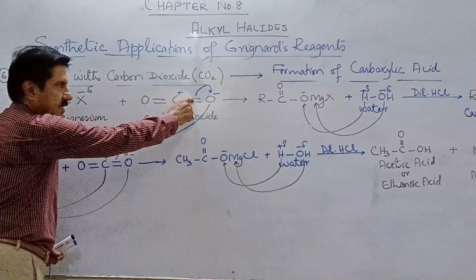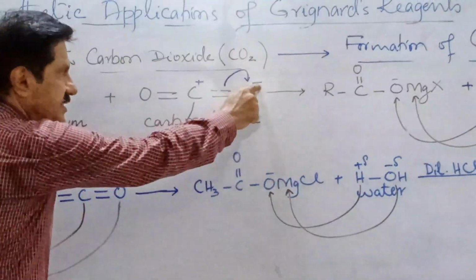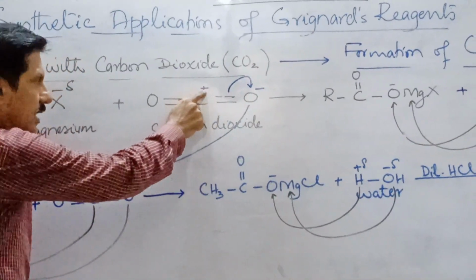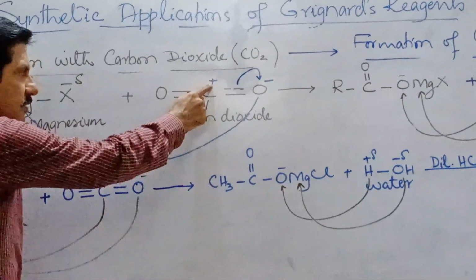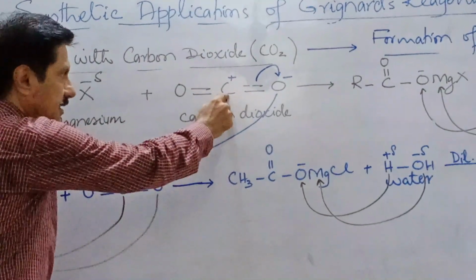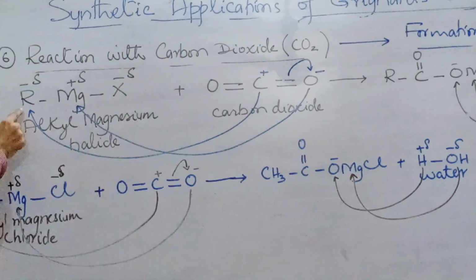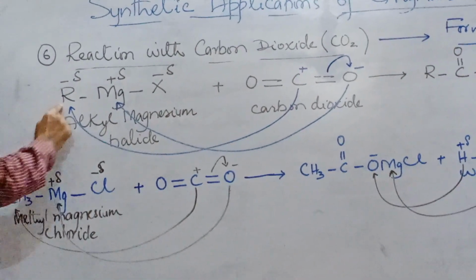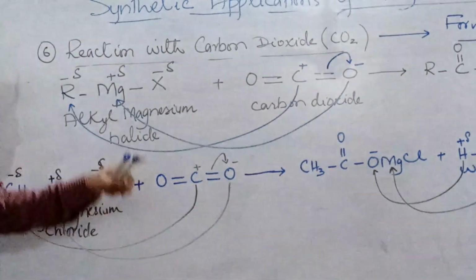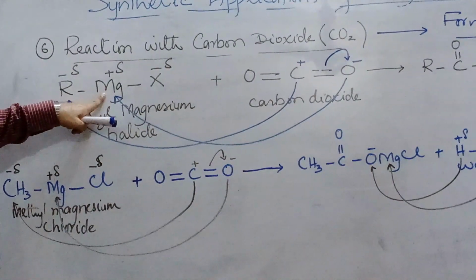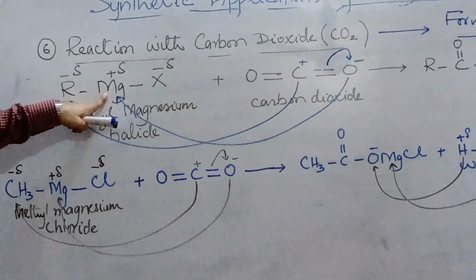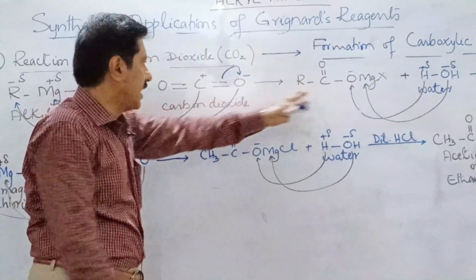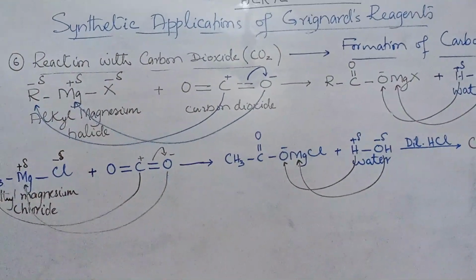This double bonded electron pair will be shifted to the oxygen atom, making it negatively charged, while the carbon atom, by losing this electron, will acquire positive charge. As a result, this positively charged carbon will be attached to this negatively charged carbon chain, the alkyl radical, while this negatively charged oxygen will be added to this magnesium atom, which is positively charged. As a result, an intermediate product will be obtained by the addition of these 2 molecules.